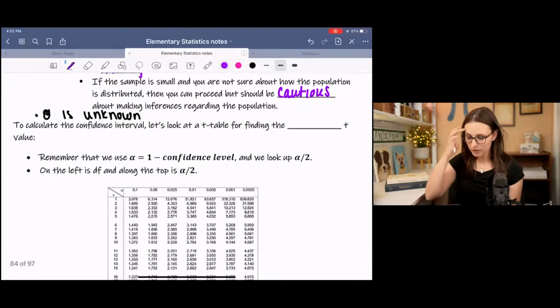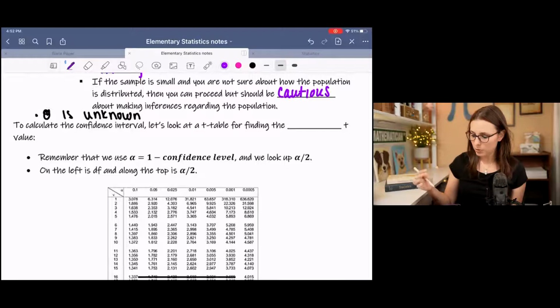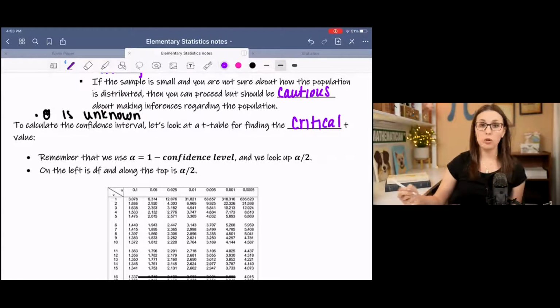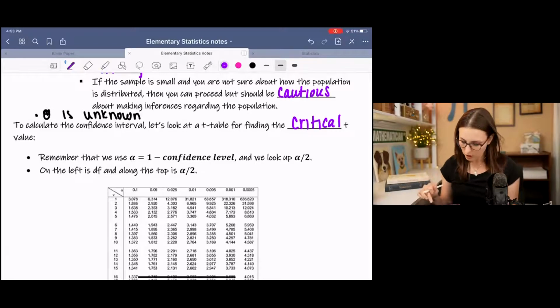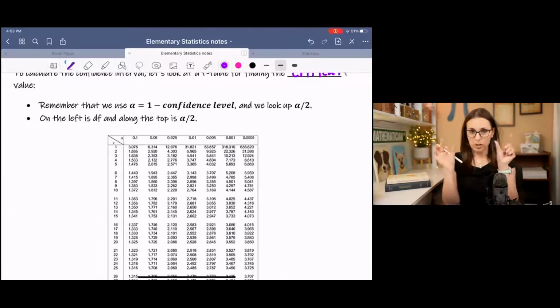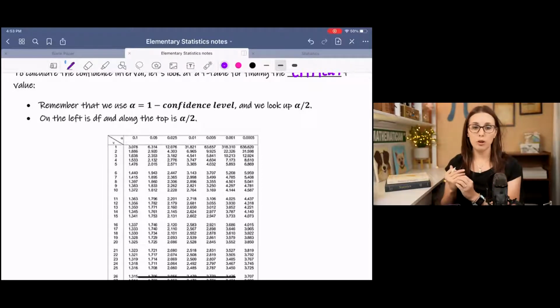To calculate the confidence interval, we have to look at a t-table for finding the critical t-value or t-score. Remember that for alpha, we do 1 minus the confidence level, and then it was a two-tailed type thing, so we actually ended up using alpha over 2. I'm speeding through that because this was all part of the Z interval procedure, so there's all overlap here.